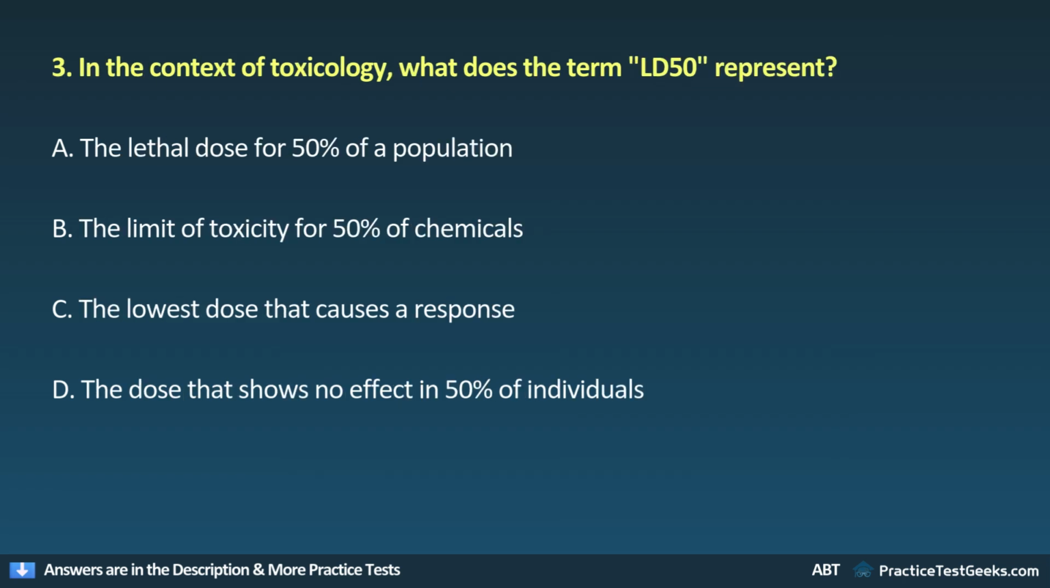3. In the context of toxicology, what does the term LD50 represent? A. The lethal dose for 50% of a population. B. The limit of toxicity for 50% of chemicals. C. The lowest dose that causes a response. D. The dose that shows no effect in 50% of individuals.